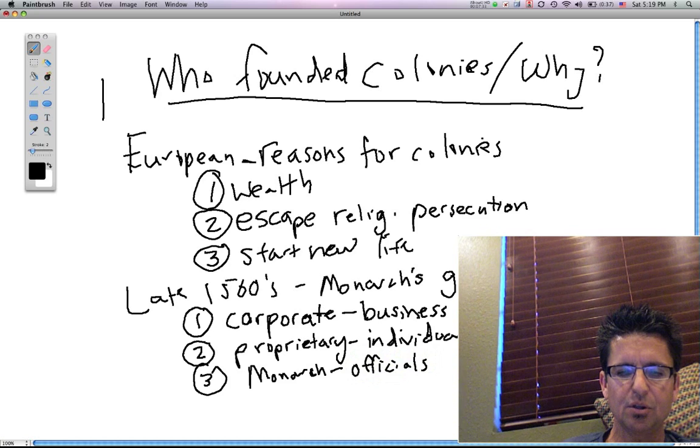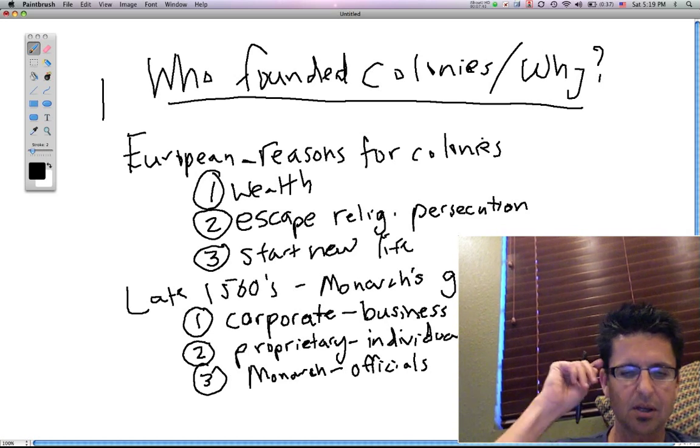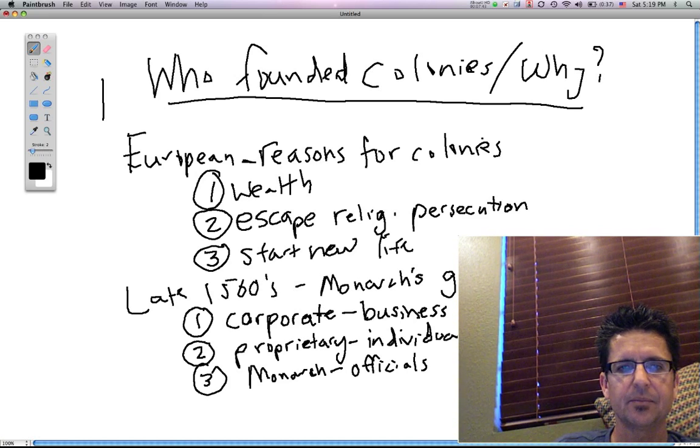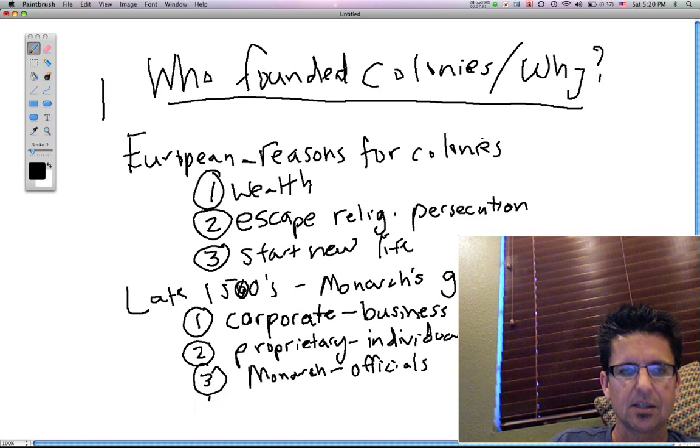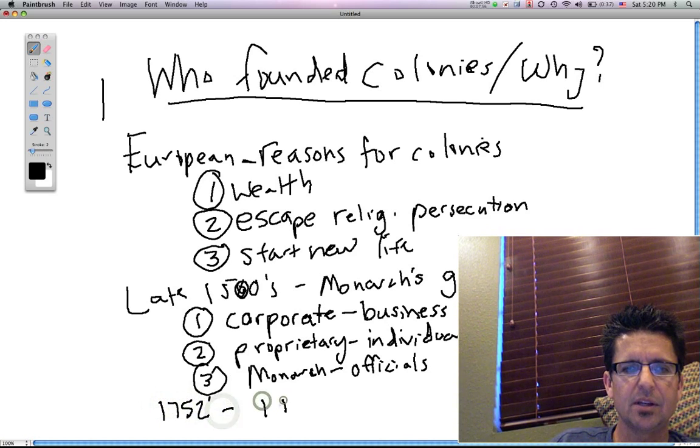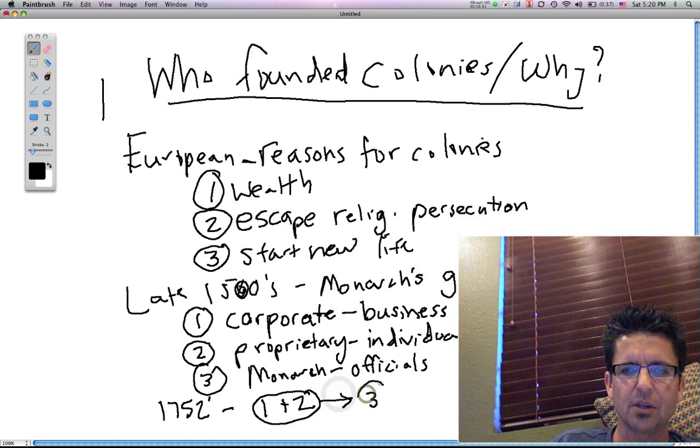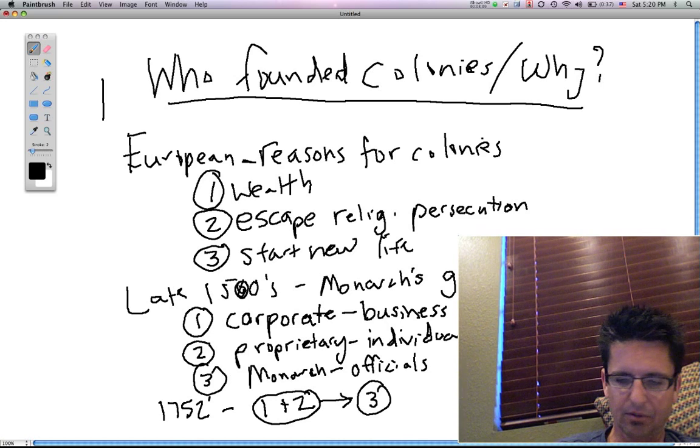It says by 1752, monarchs had changed many corporate and proprietary colonies into royal colonies. So this is like a couple hundred years later, and this should not say 1560, 1500s. So we're going to say that in about 1752, numbers 1 and 2 changed into number 3, right? Or royal colonies. Okay, so that's our first page.